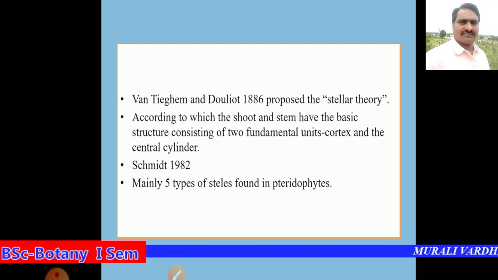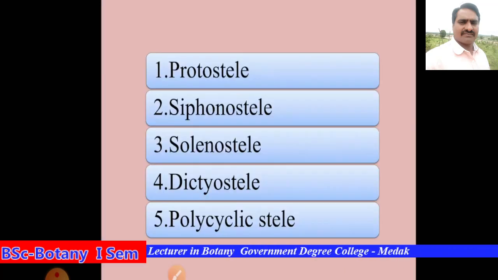Schmidt in 1982 recognized two principal types of steles in pteridophytes, mainly protostele and siphonostele. Actually in pteridophyta, mainly five types of steles are found: first protostele, second siphonostele, third solenostele, fourth dictyostele, fifth polycyclic stele. So these five types of steles are present in pteridophytes, right?